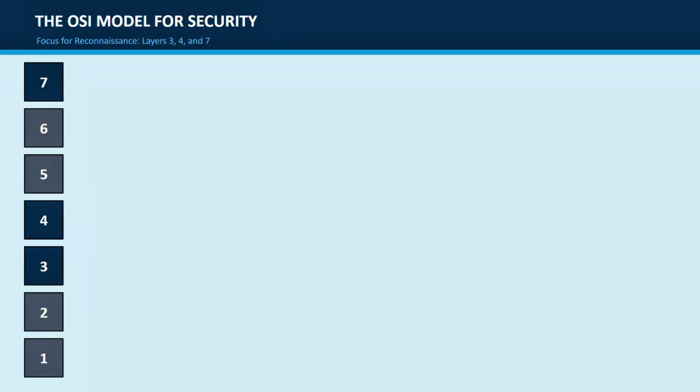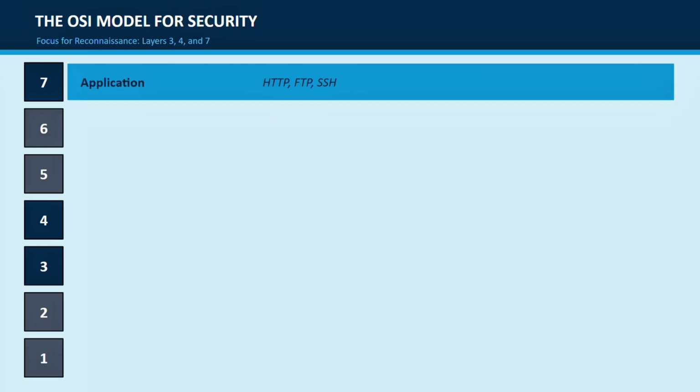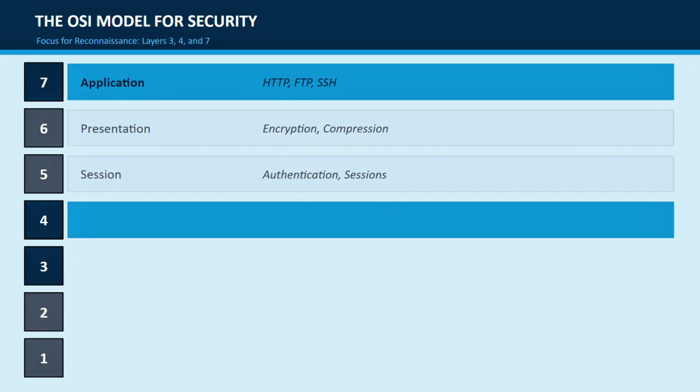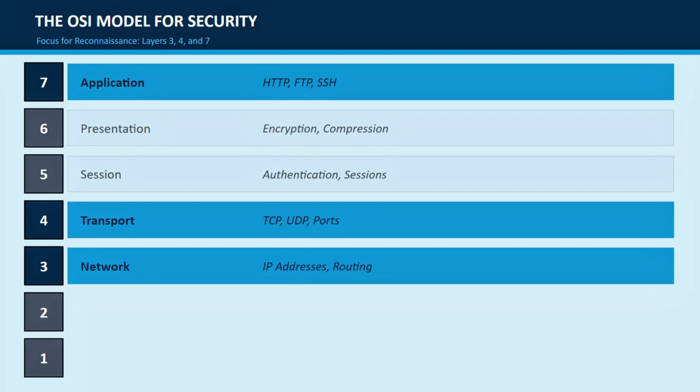Let's talk about the OSI model for security. The OSI model has 7 layers. The first layer is the application layer, and this is where protocols like HTTP, FTP, and SSH live. The sixth layer is the presentation layer, and this handles encryption and compression. The fifth layer is the session layer, and this manages authentication and sessions. The fourth layer is the transport layer, and this is where TCP, UDP, and ports reside. The third layer is the network layer, and this deals with IP addresses and routing.